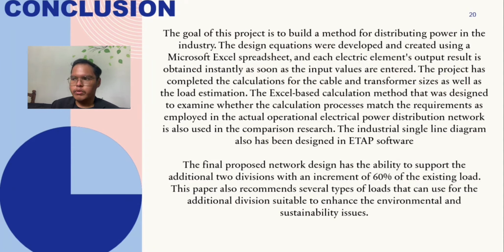So the final proposed network design has the ability to support the additional 2 divisions with an increment of 16% of the existing load. This paper also recommends several types of load that can be used for the additional division, suitable to enhance the environmental and sustainability issues.